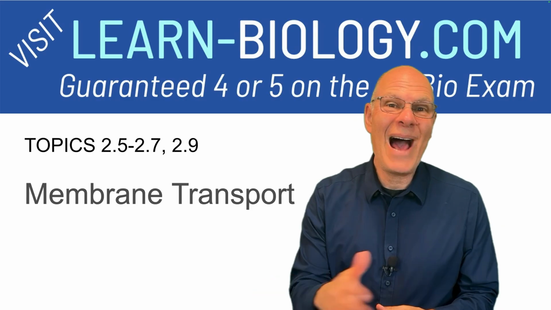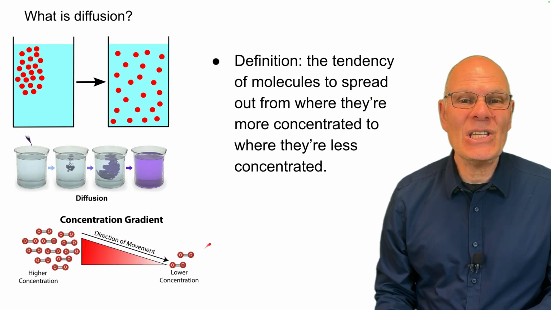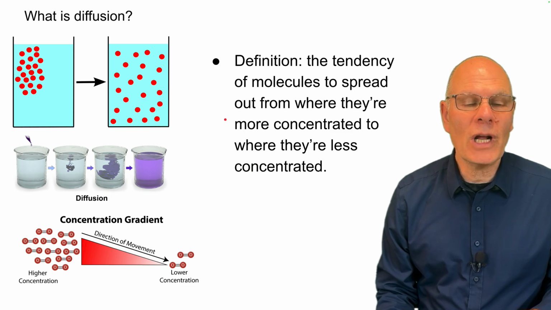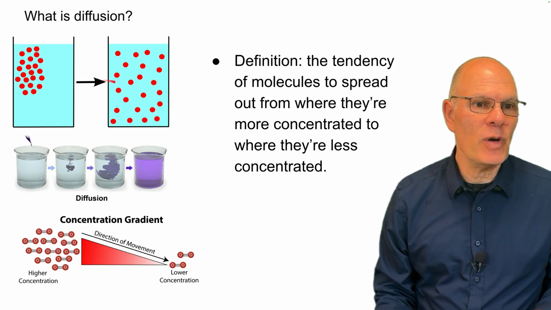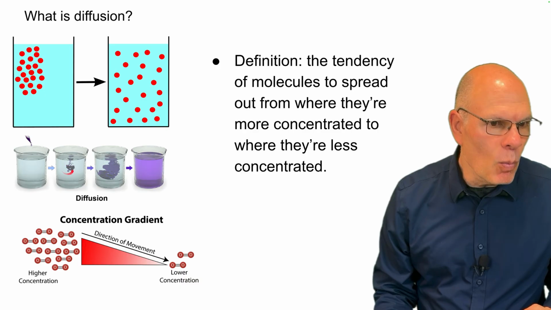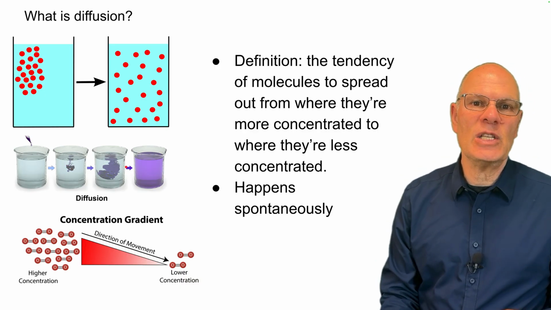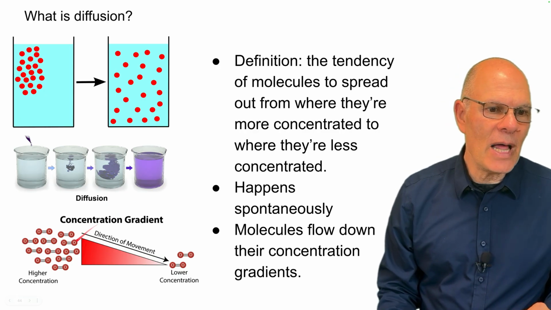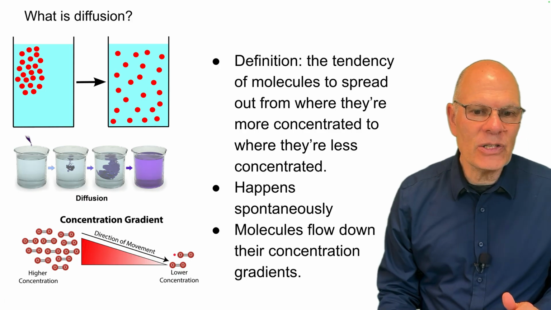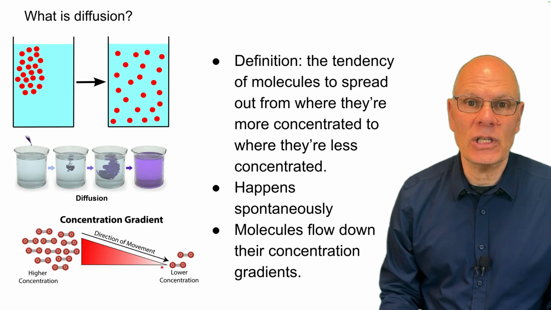Membrane transport, how things get across the cell membrane. What is diffusion? Diffusion is the tendency of molecules to spread out from where they're more concentrated to where they're less concentrated. So here you have some substance more concentrated over here, less concentrated over here. Here's ink going into a beaker, more concentrated, and then less concentrated. This happens spontaneously. It's based on the kinetic energy of the molecules. And a good way to envision this is to think of molecules as flowing down a concentration gradient from higher concentration to lower concentration.